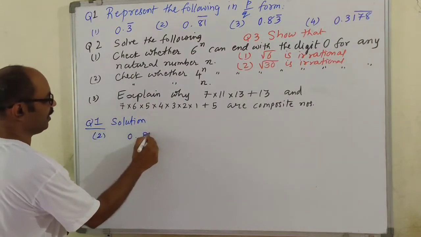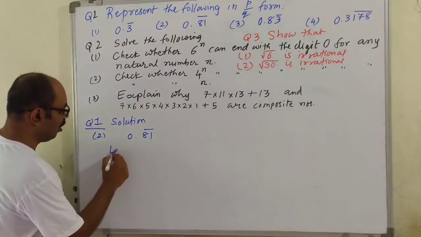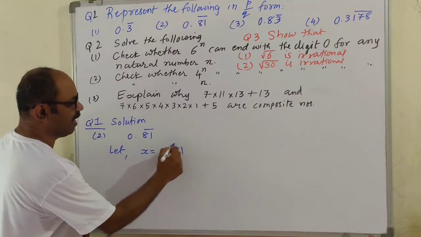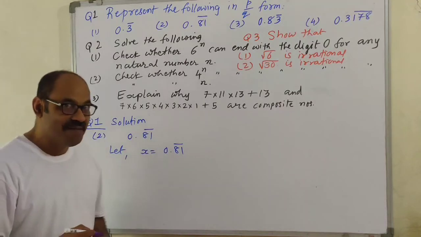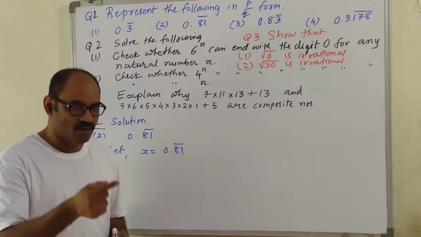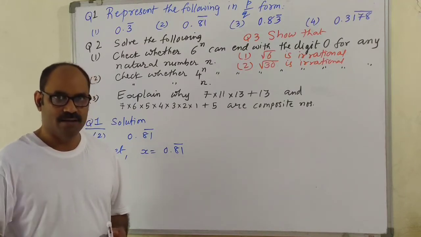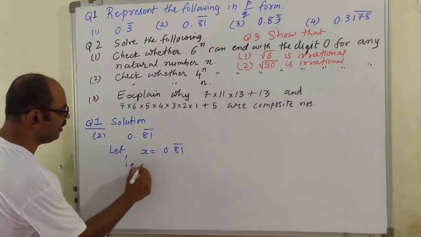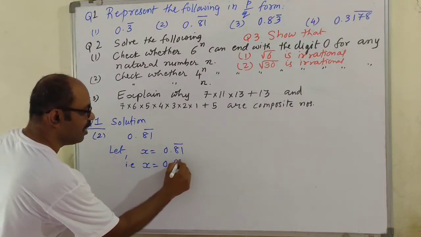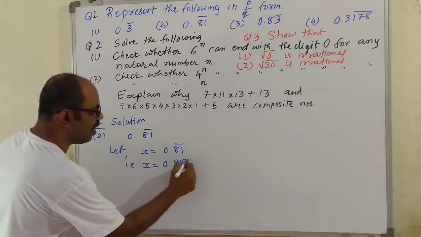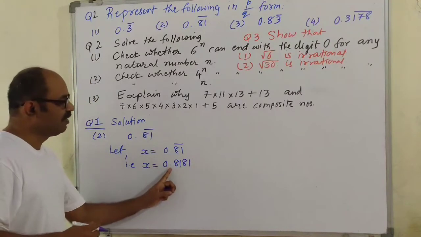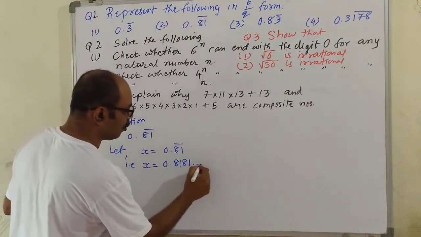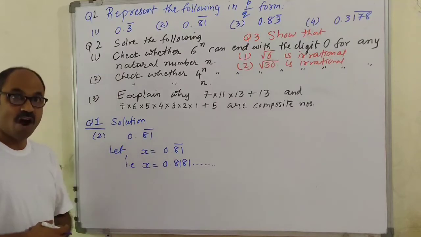What is that? 0.81. Let x is equal to 0.81 bar. This time how many digits are recurring? 8 1, 8 1, 8 1. 2 digits are recurring. आपको double time लिखना है. i.e. x is equal to 0.81, एक बार लिखा, 81 दूसरी बार लिखा. After decimal point आपको 2 बार 81 ही मिलना चाहिए. Dot dot dot. Correct? Because this is non-terminating.